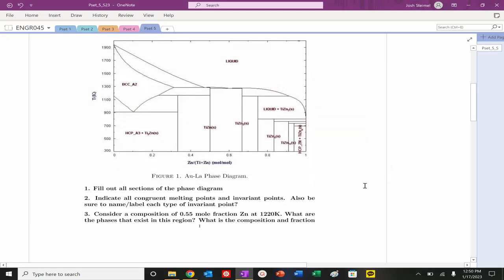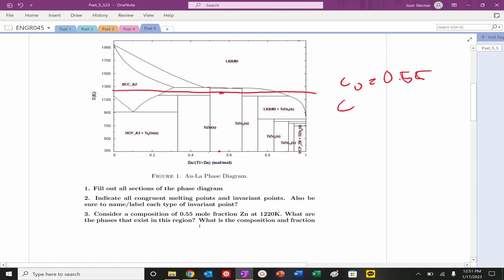So let's continue. Consider composition of mole fraction 0.55 zinc. So 0.55 would be probably about right here at 1220 K. So let's do 1220. So let's just say approximately, let's add it a little. Let's say right here, roughly. So let's say we're right here. Excellent. So my C naught is equal to 0.55.